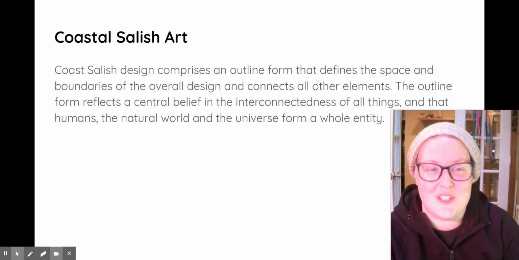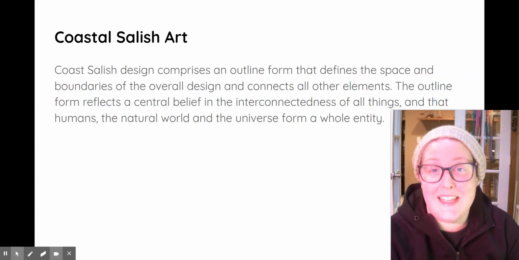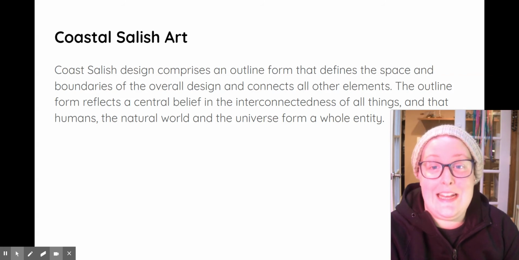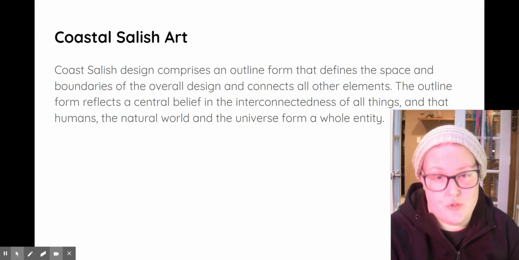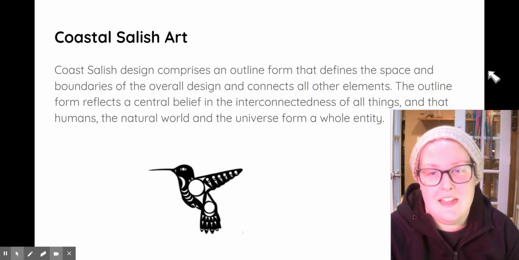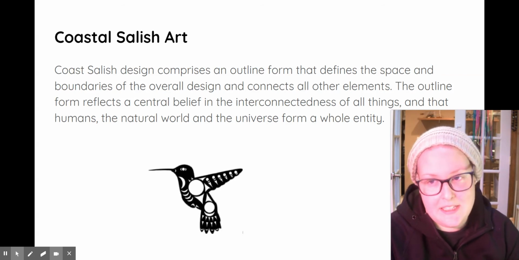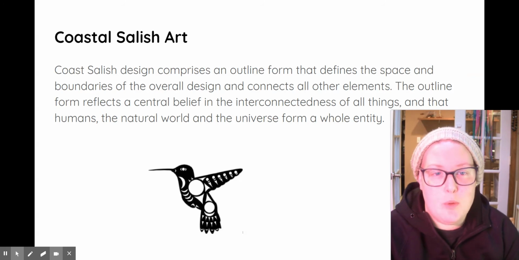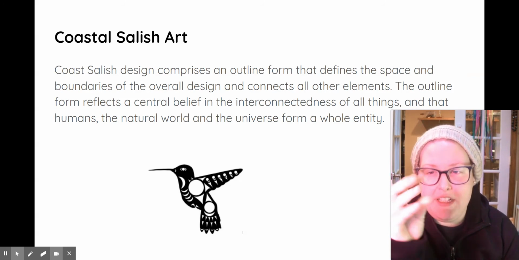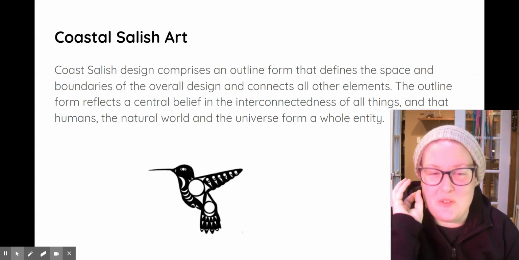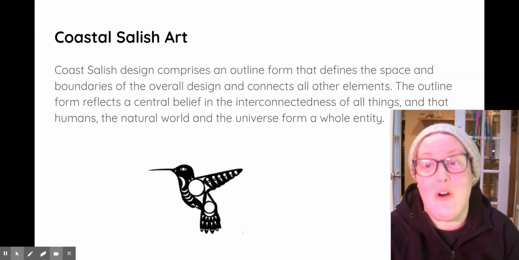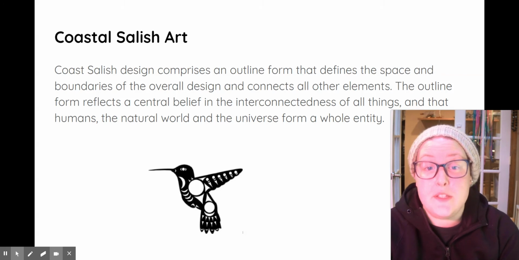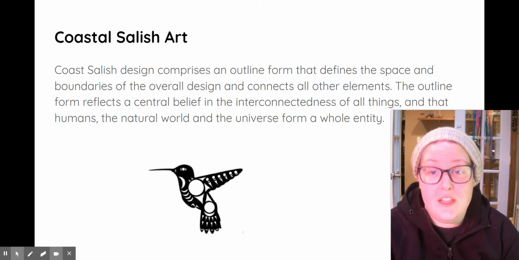Coast Salish art. Coast Salish design comprises an outline form that defines the space and boundaries of the overall design and connects all other elements. The outline form reflects a central belief in the interconnectedness of all things, and that humans, the natural world, and the universe form a whole entity.